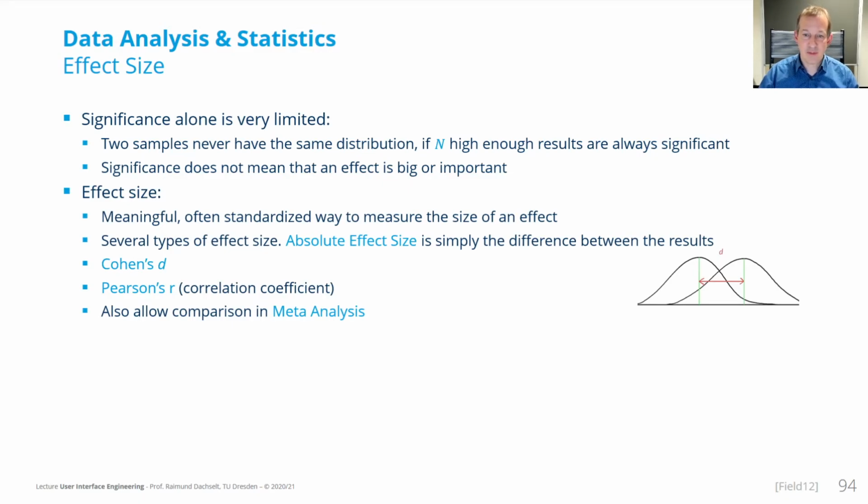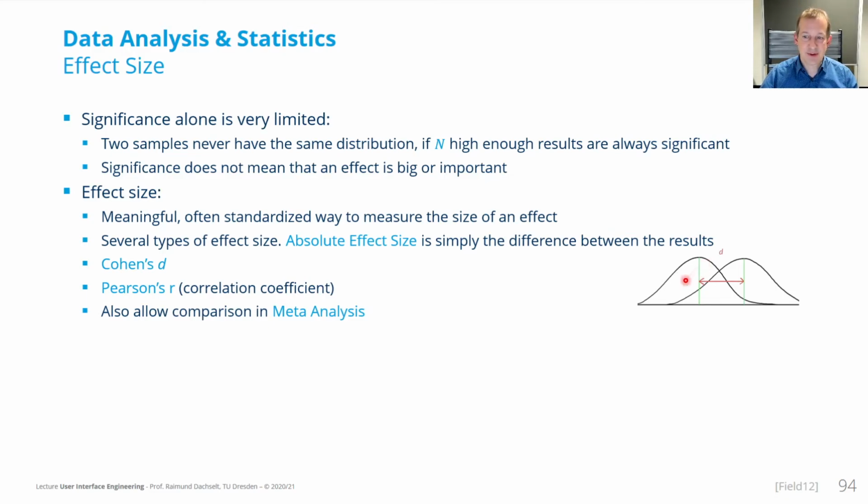Effect size is a meaningful and often standardized way to measure the size of an effect. So the absolute effect size is maybe the smallest or easiest one. It's just the difference between the results. So between these 20 seconds on average and maybe 19 point something seconds. And you would see the absolute effect size is small, so even if the results would be significant, it wouldn't matter practically.